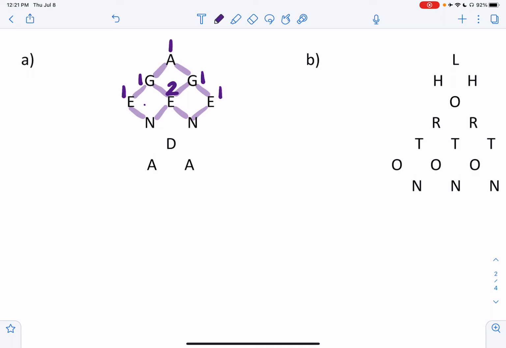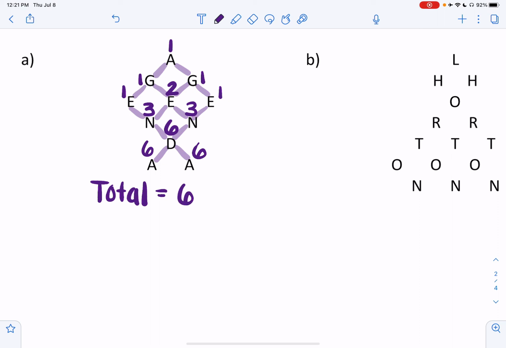we would have 1 plus 2 is 3, 1 plus 2 is 3. Then, to get to the D in the middle, 3 plus 3 is 6. And to these, they're only touching 6, so 6 and 6. So, because we could either end at the first A or the second A, we add. So our total would be 6 plus 6, which is 12.